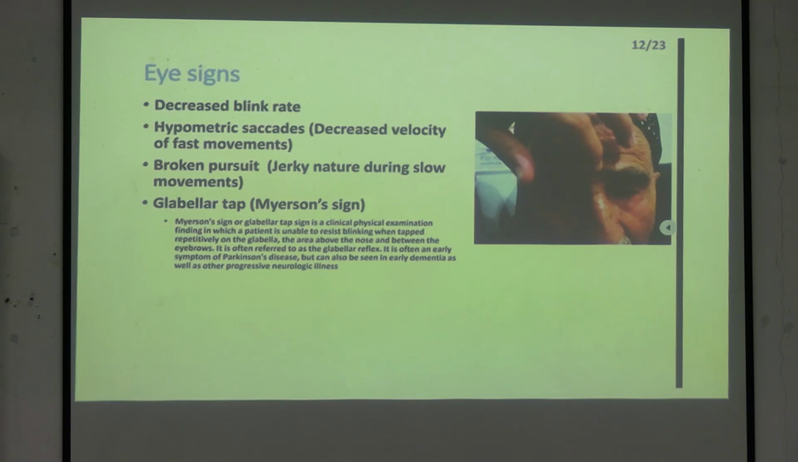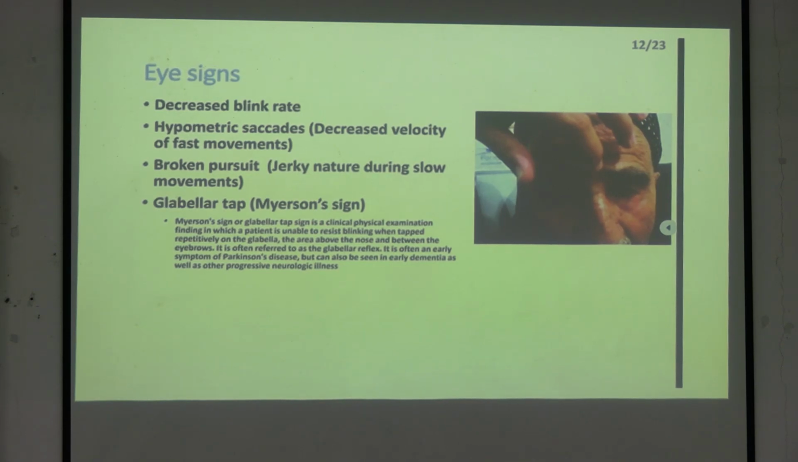If you stand at the back of the patient and tap the glabella, as you would with any of your friends, there will be some amount of blinking, 3, 4, 5 blinks, and then the blinking will stop. But in Parkinson's patients, they will go on blinking. This is called Meyersson sign.